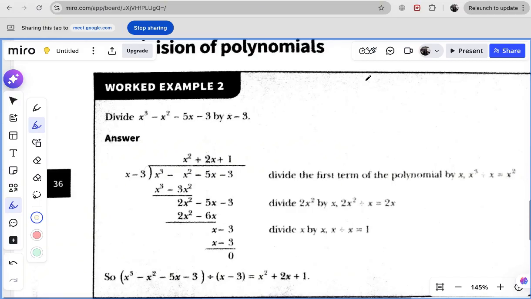Write it under this. Say x to the power of 2 times x, you get x to the power of 3. There we draw a line. We say subtract. Subtract means you write negative here, meaning everything here minus this one. This one minus this, you get 0. That's why they didn't write anything. So this minus this, you get 0.